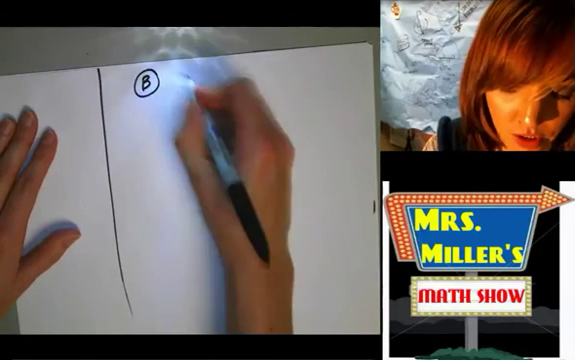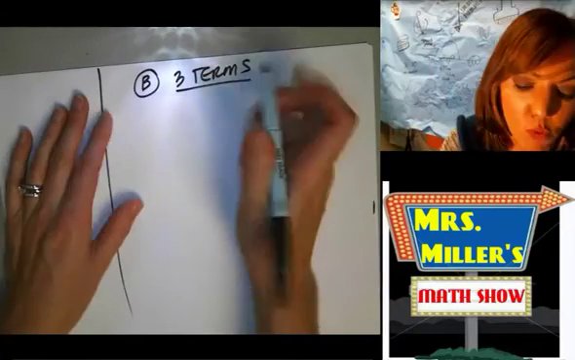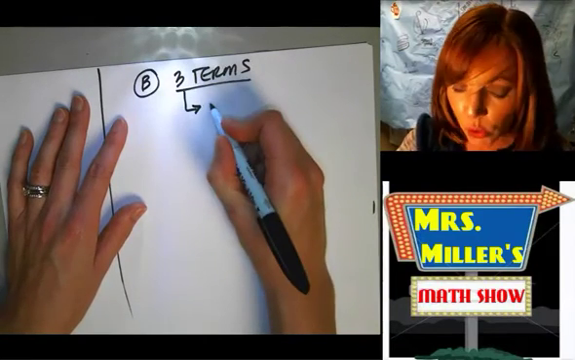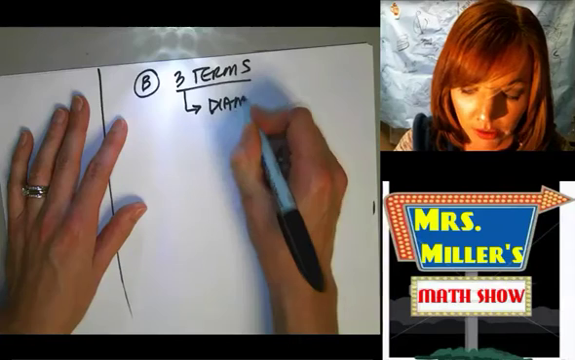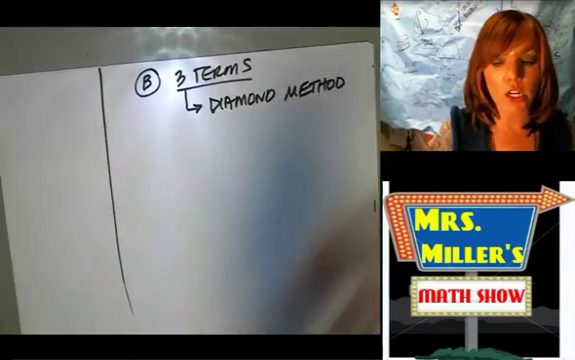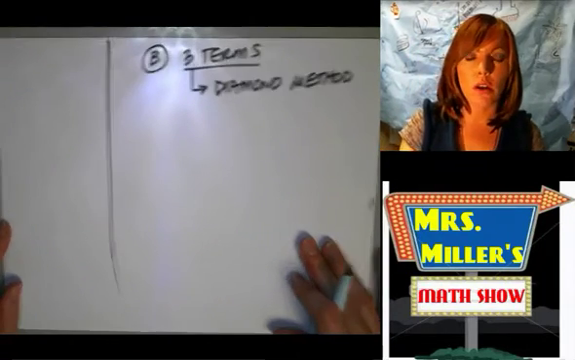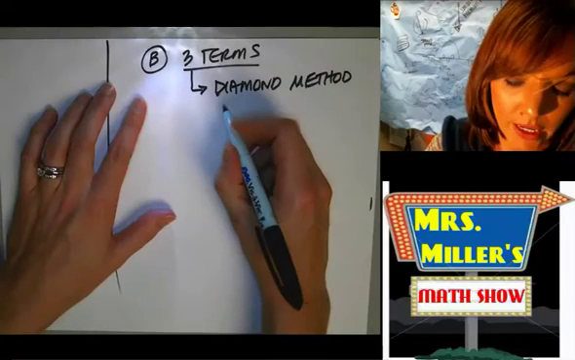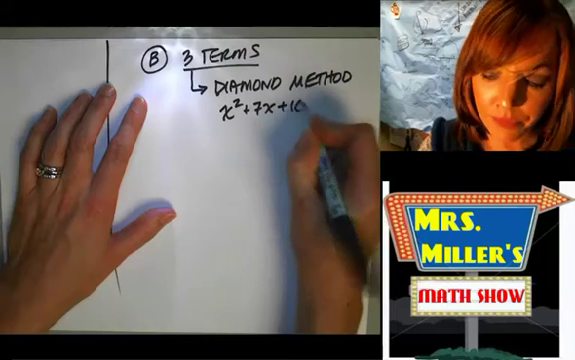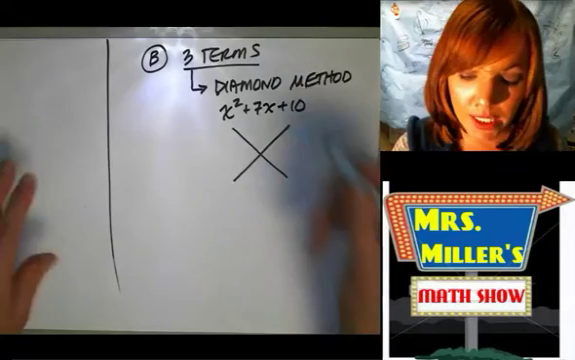So 3 terms. And this is what Zach was talking about. If we have 3 terms, we have a few options. One is use the diamond method for non-perfect square trinomials. So, diamond method. So let me give you an example here. Let me just make one up. How about x squared plus 7x plus 10. Can somebody help me complete a diamond for this? x squared plus 7x plus 10.